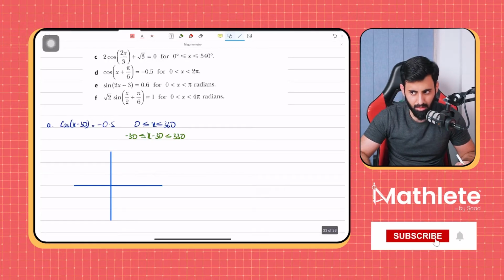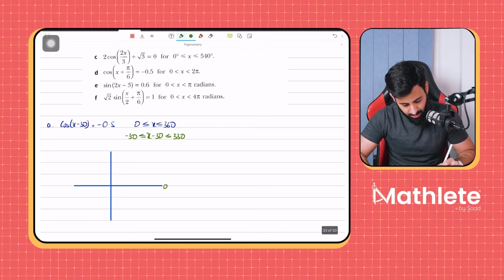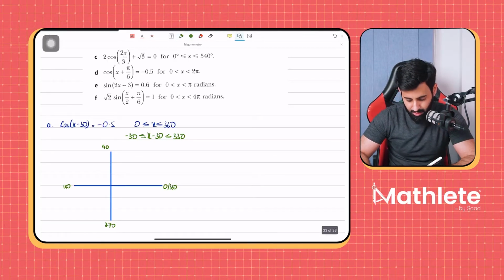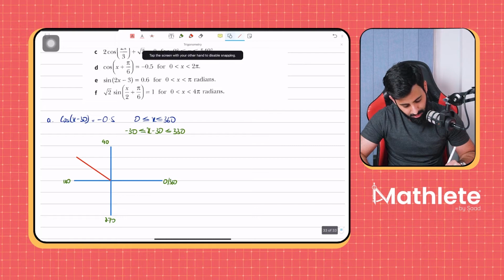In the second and third quadrant. Okay, so let's write this down. Here's 0, here's 90, here's 180, here's 270, and here's 360. Now let me get through this question first. You might have a question straight away, like, wait a minute, what about the minus 30? Don't worry, let me get through this.